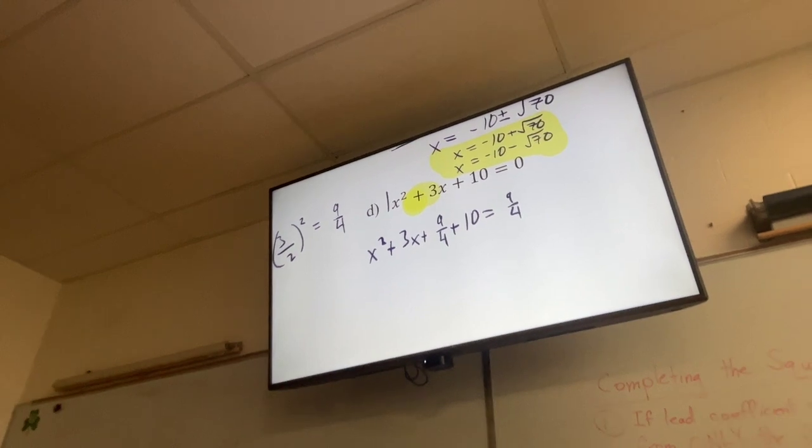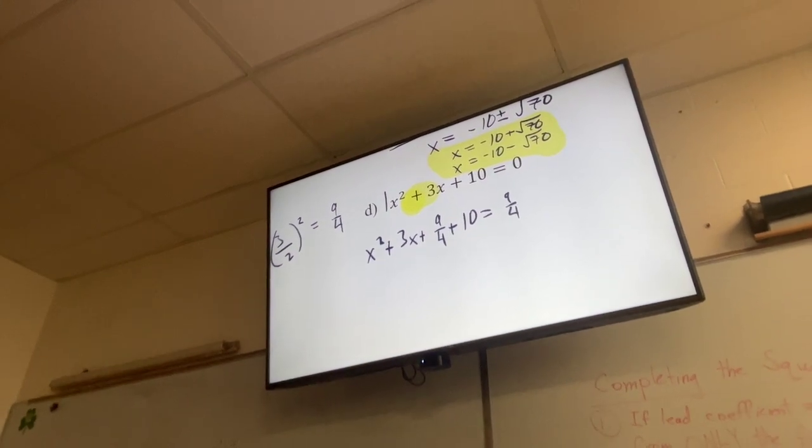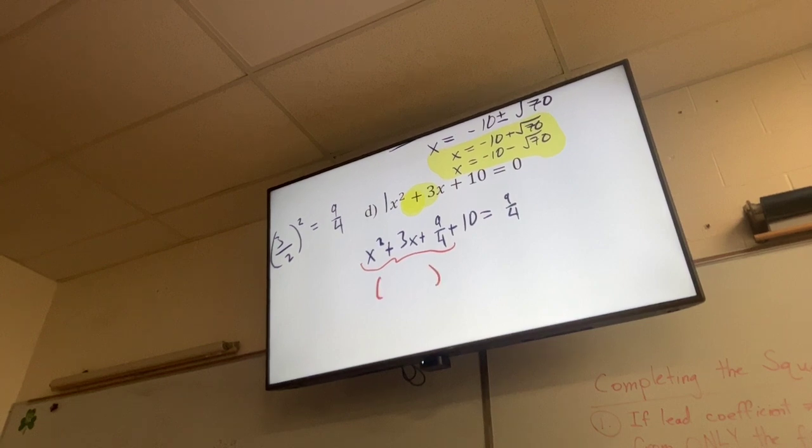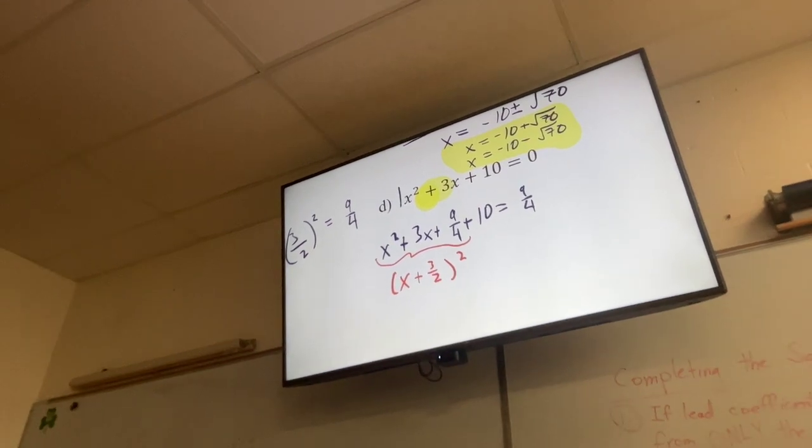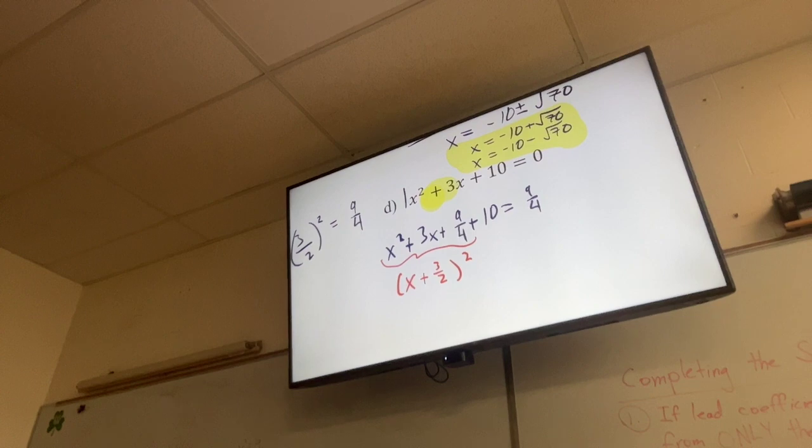All right. Then I can rewrite these 3 terms as what? A binomial squared. What goes inside the parentheses? x, and then what's the second number? 3 halves. Yep, I just take that yellow highlighted number and divide it by 2. I don't square it the second time around. And then I still have a plus 10 equals 9/4.